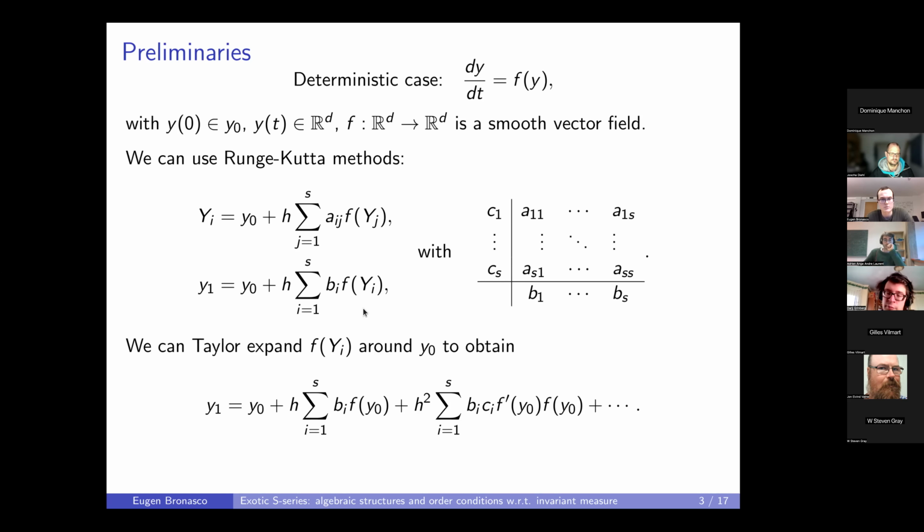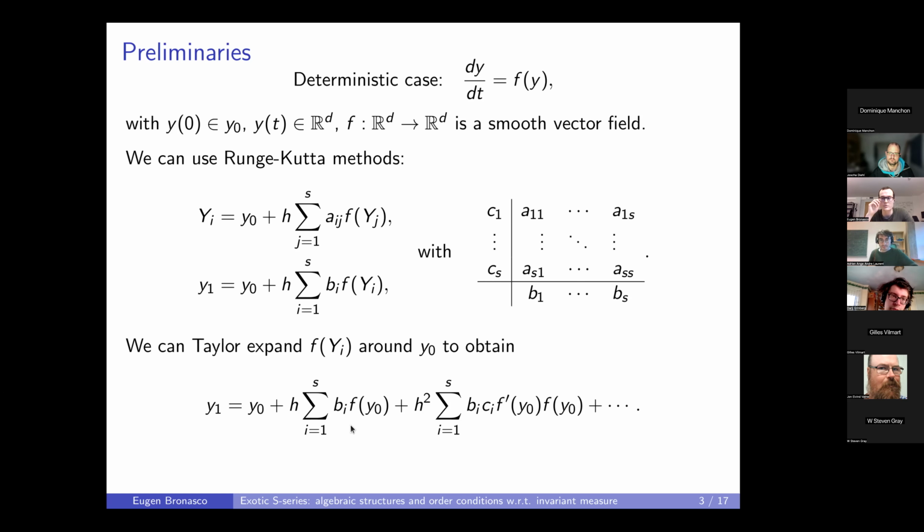What we can do now is take this f of big Y_i and Taylor expand it around y0. Then we obtain y1, which is equal to a certain formal sum of elementary differentials applied to y0. Here we have the identity vector field applied to y0, then f applied to y0, f prime f applied to y0, and so on. The coefficients in this sum are given by the Runge-Kutta coefficients.